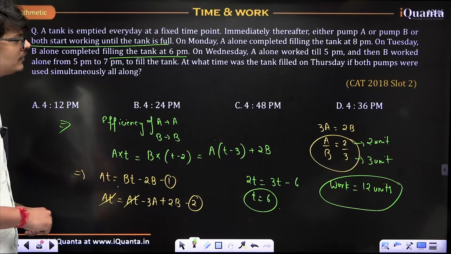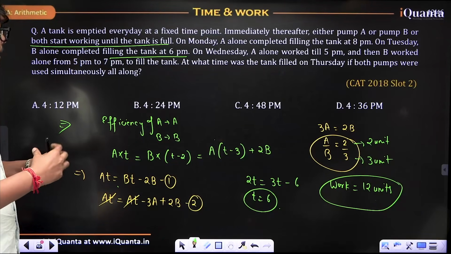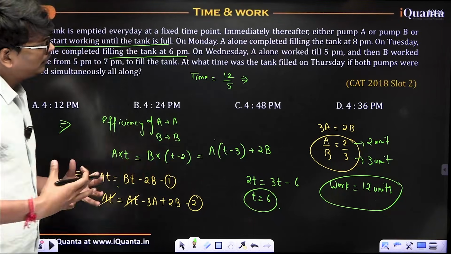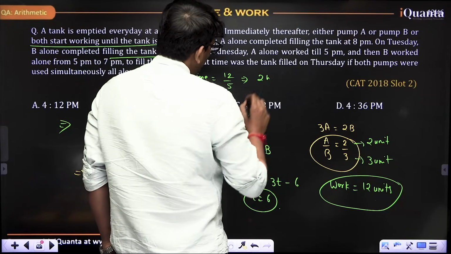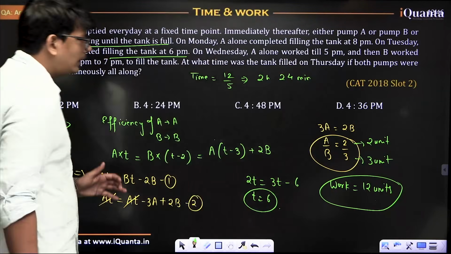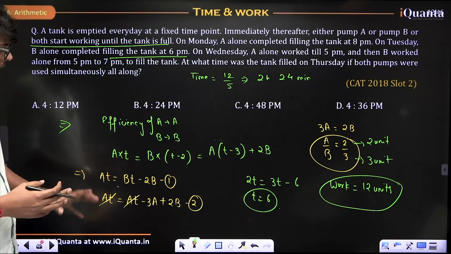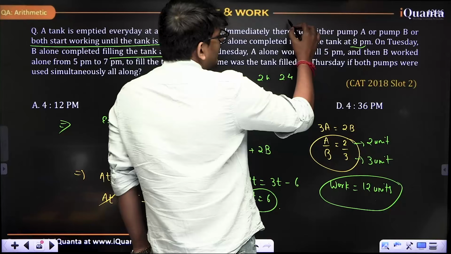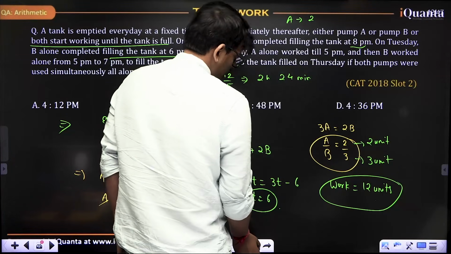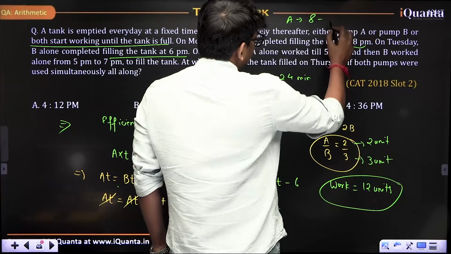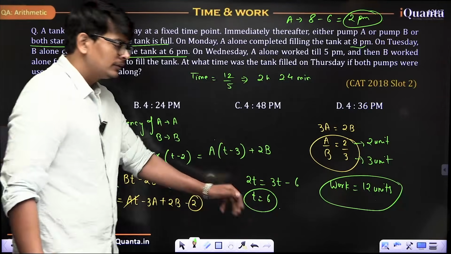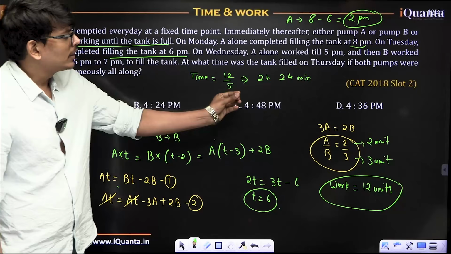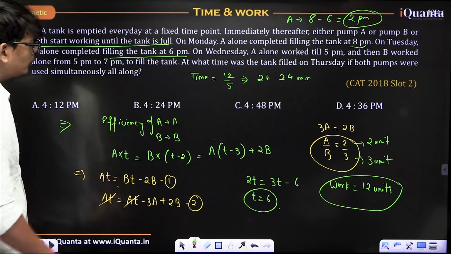Now, at what time was the tank filled on Thursday if both pipes were used simultaneously? Okay. So time taken will be 12 by 5. And in hours and minutes, if I convert it, I can say 2 hours 24 minutes. Now, when did they start working? If I talk about A, it took 6 hours and A completed this work at 8 p.m. That means A must have started working at 2 p.m. 8 minus 6, 2 p.m. Then 6 hours will be taken. Now, after 2 p.m., if these two started working together, they will take 2 hours 24 minutes. So the right answer will be 2 plus 2 hours 24 minutes. That is option B.